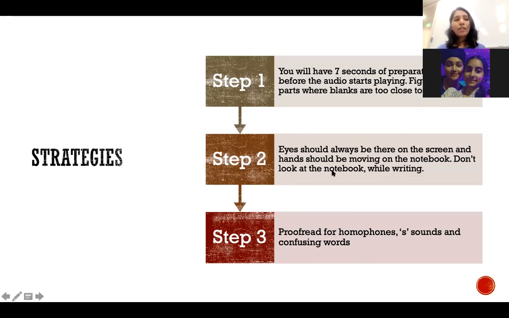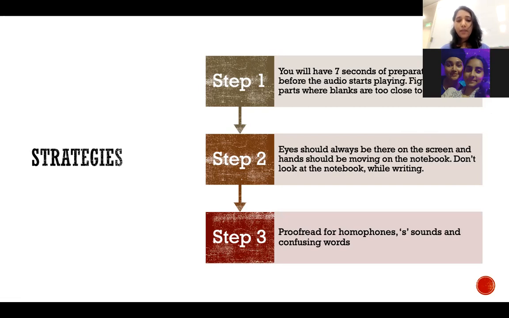And then for the strategy, once the audio begins, your eyes are on the screen, your hands are on the paper. And without taking your eyes off the screen, as you listen to the missing word, you write it one below the other. So pay attention to the forms of the word, whether it's in the past tense or the present tense, and also whether it's in the singular or plural forms. Is this clear?